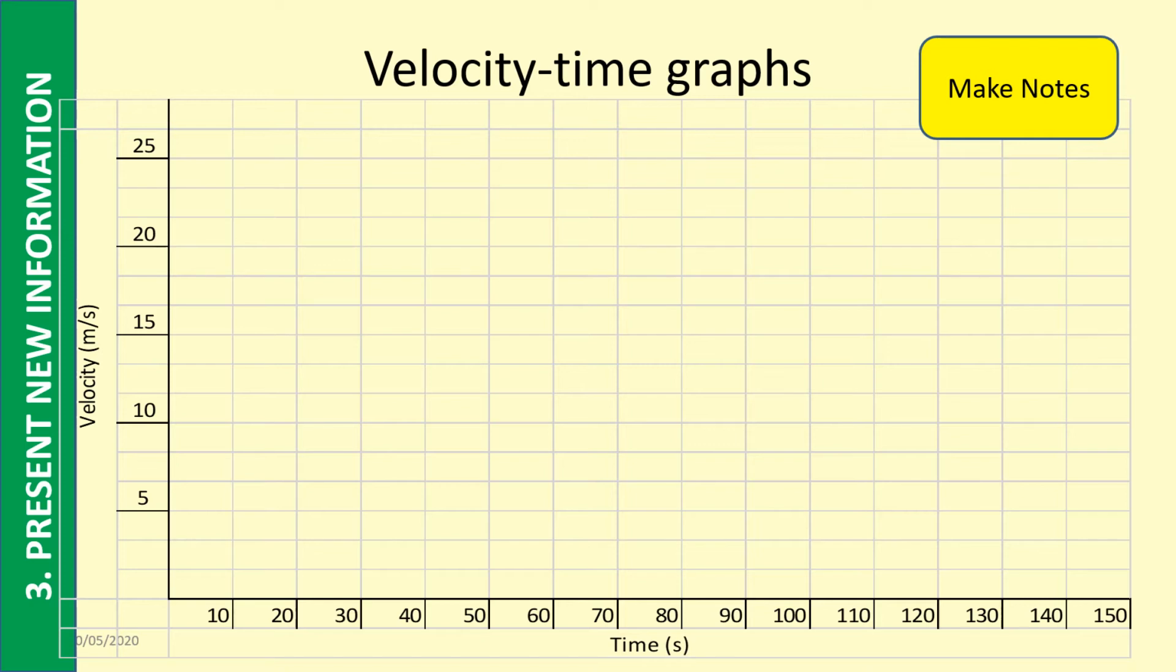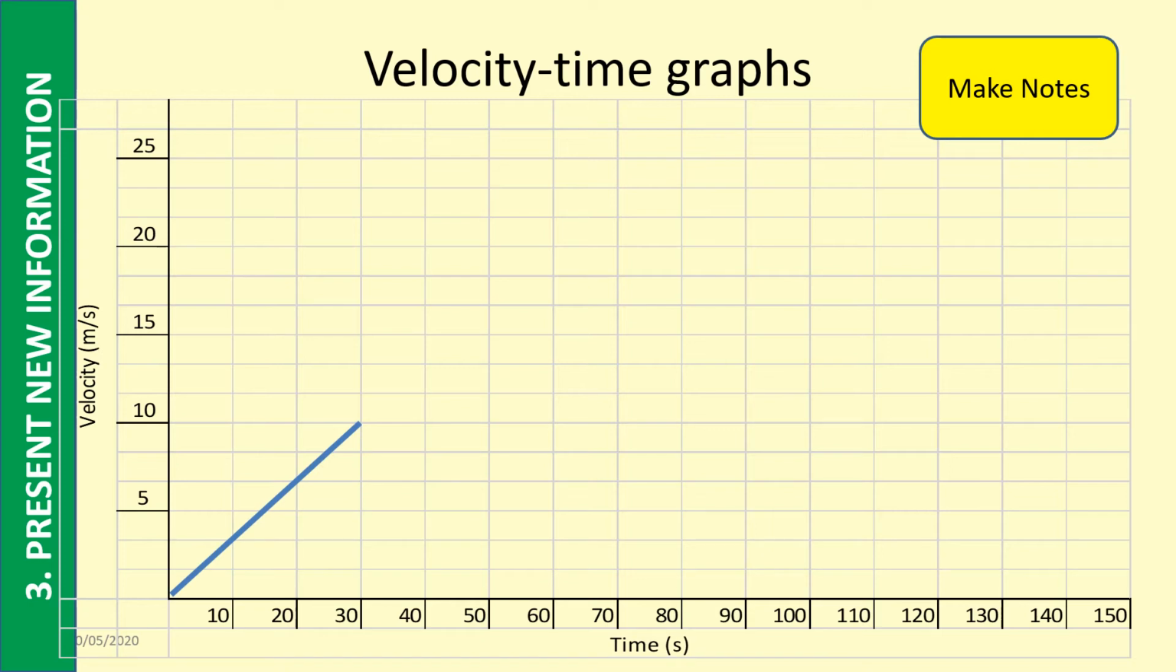The first thing you want to do is start with some axes. Now, on the x-axis, I've got time in seconds, just as we had in previous graphs. But this time, instead of distance, I've got velocity up the vertical y-axis. So let's have a look at a journey plotted onto this graph.